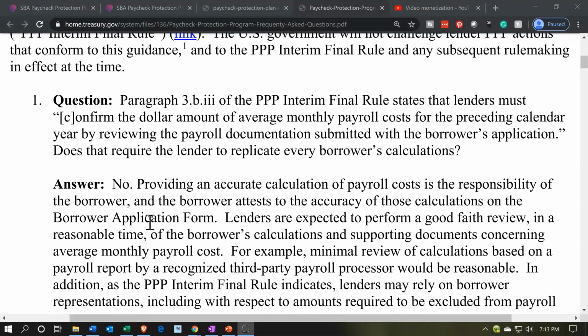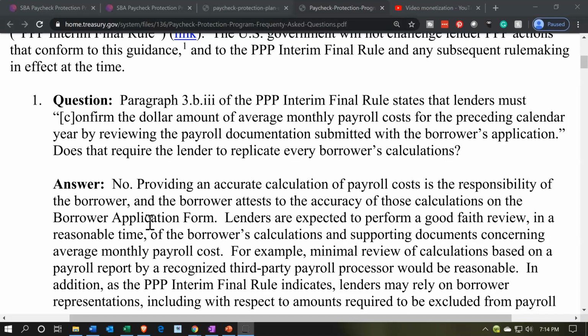1. Question. Paragraph 3B3 of the PPP Interim Final Rule states that lenders must confirm the dollar amount of average monthly payroll costs for the preceding calendar year by reviewing the payroll documentation submitted with the borrower's application. Does that require the lender to replicate every borrower's calculation?